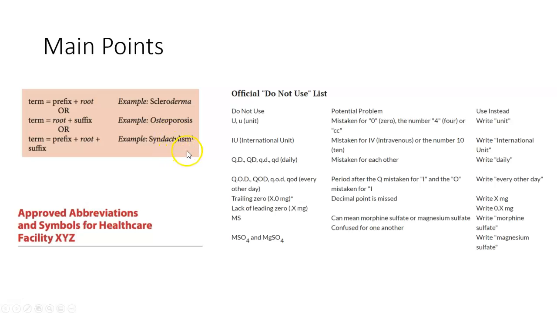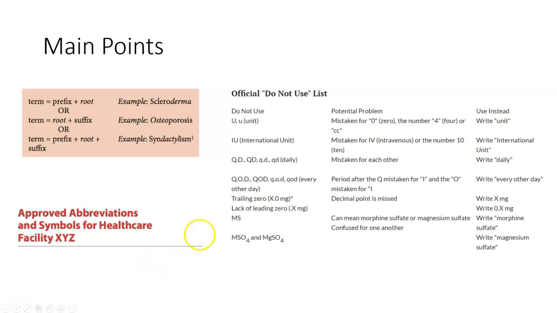As far as abbreviations, the main points I want you to get out of this, beyond just looking at the specific abbreviations that you can use within these worksheets, are that first and foremost, it's important that you have an approved abbreviation and symbols list for your facility, so that everyone can look up specific abbreviations, kind of a cheat sheet.